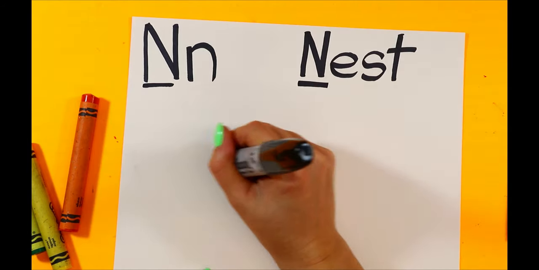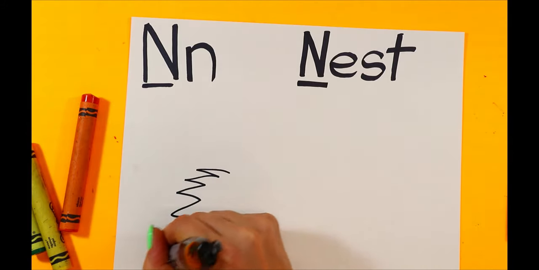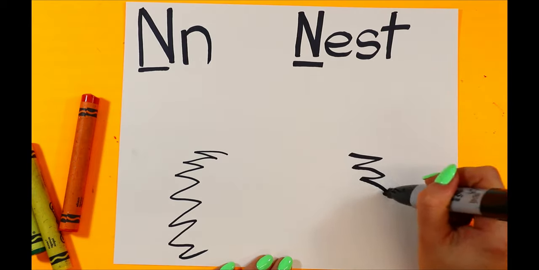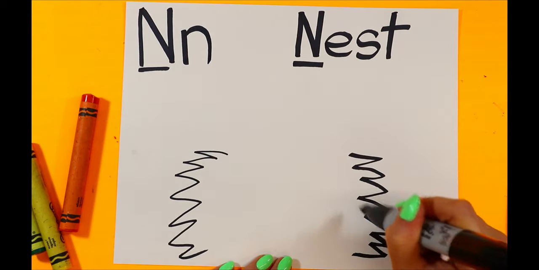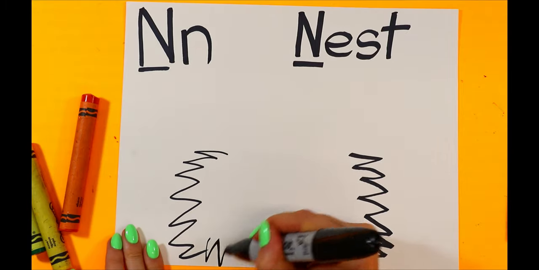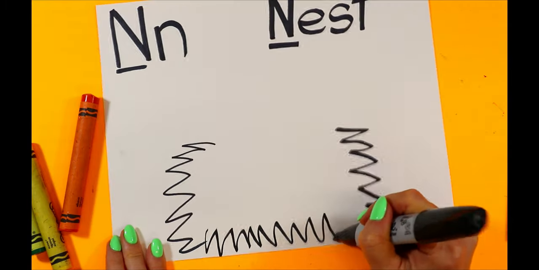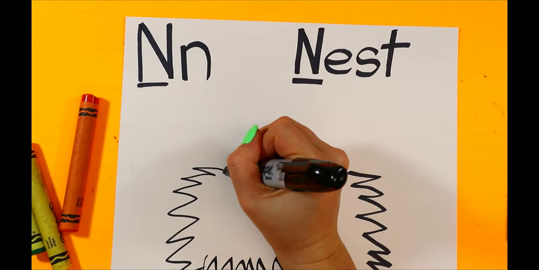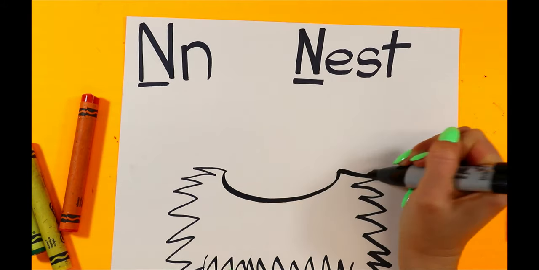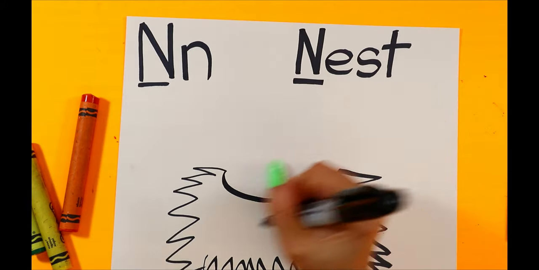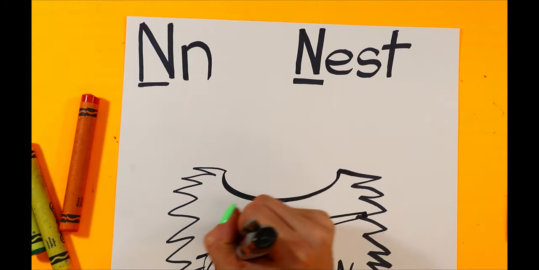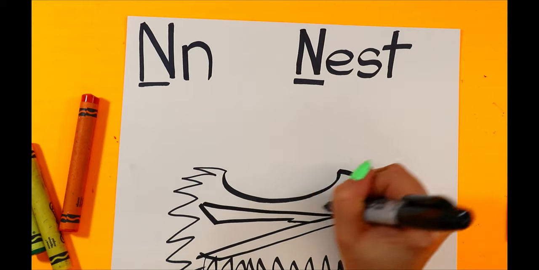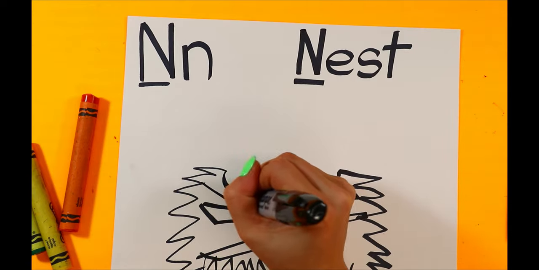Let's draw our nest. Zigzag lines down on one side, zigzag lines down on the other, zigzag lines along the bottom. Curving line at the top, and let's draw long rectangles to make branches in the inside.